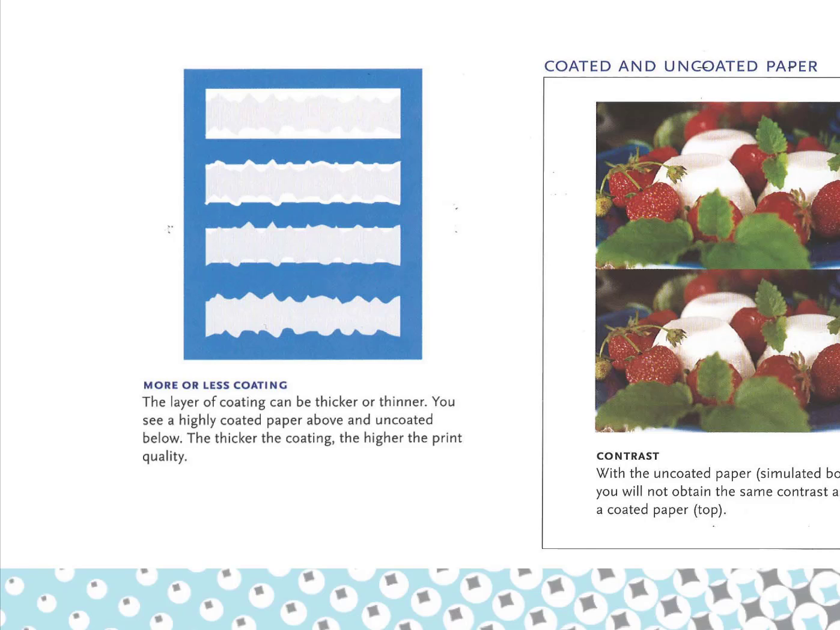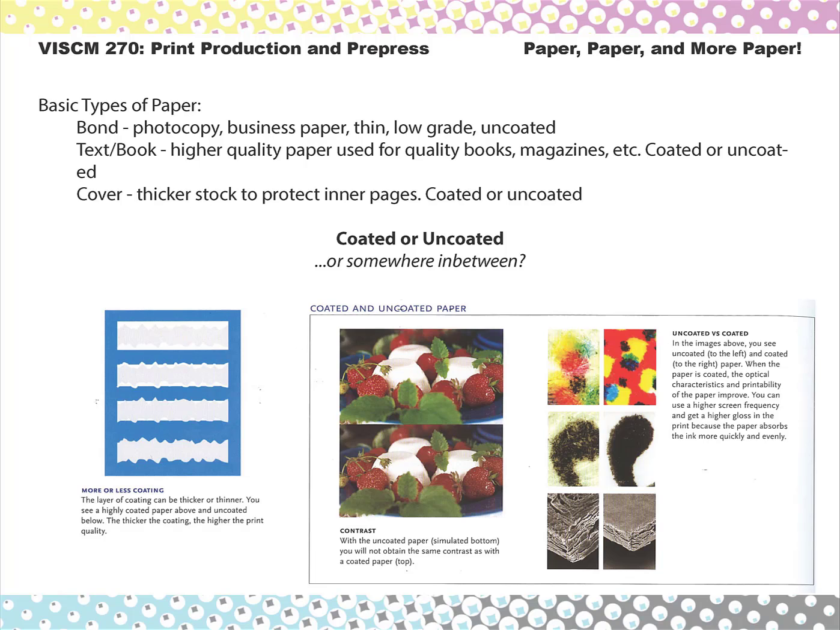So uncoated to something a little less coated might create a satiny paper, compared to a fully coated glossy paper at the top of that diagram there. Some of the differences between glossy and coated and uncoated papers is how the ink lands on the paper.